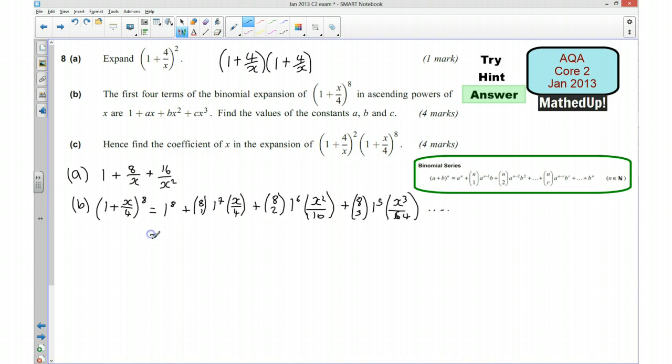So that's going to be equal to 1 plus, and 8 choose 1 is going to be 8, 1 to the 7 is just 1, so that's going to be 8x over 4, I'll simplify this in a minute, plus, and 8 choose 2 is going to be 28 times 1, so remember we can just do this in our calculator, so we've got 28x squared over 16, plus, and 8 choose 3 is going to be 56, so 56x cubed over 64.